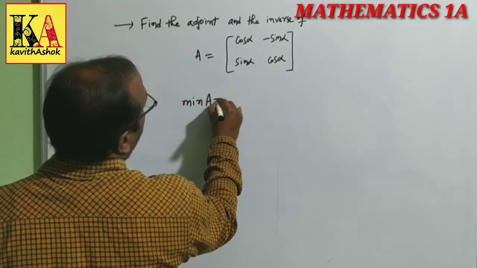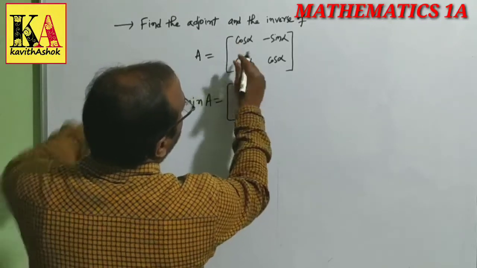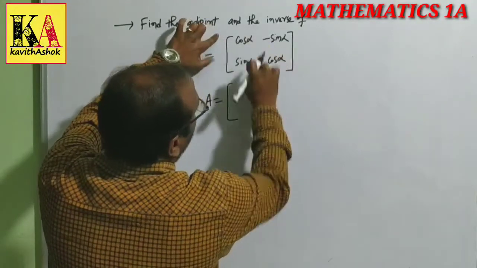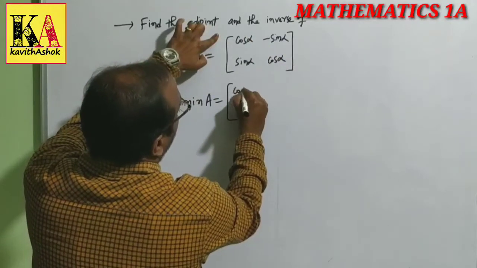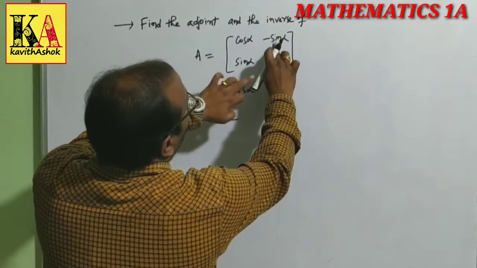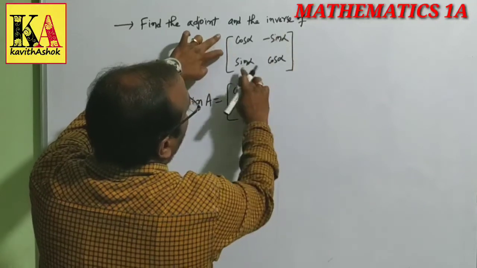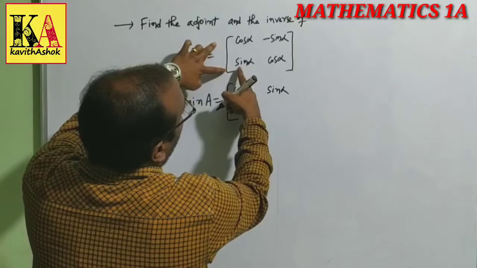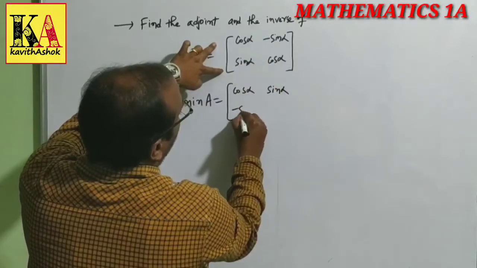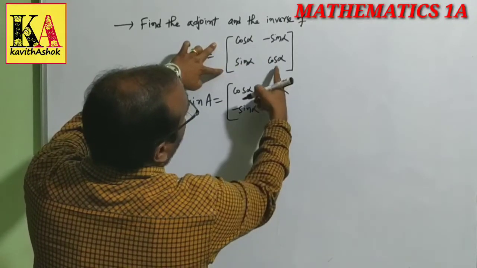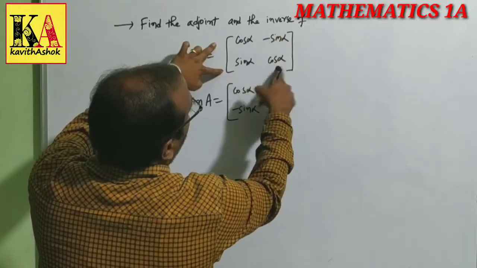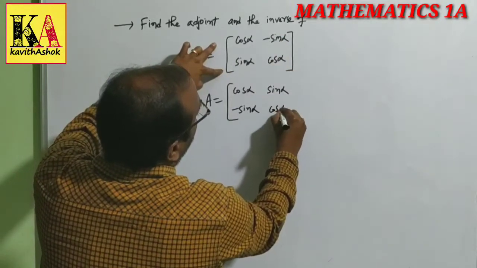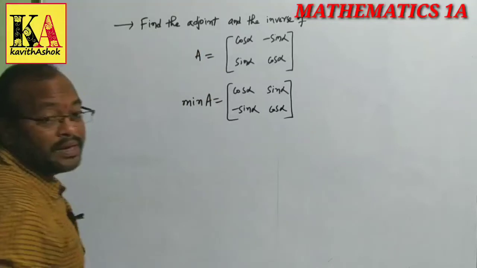Minor of A is equal to: minor of cos alpha, omitting the row and the column, we get cos alpha. Minor of minus sin alpha, omitting the row and the column, we get sin alpha. Minor of sin alpha, omitting the row and the column, we get minus sin alpha. Minor of cos alpha, omitting the column and the row, we get cos alpha. So this is the minor of A.